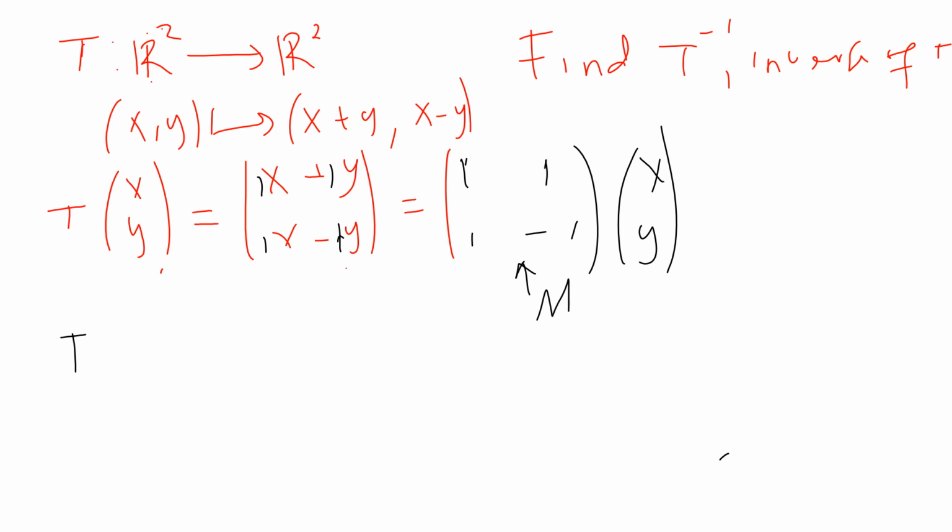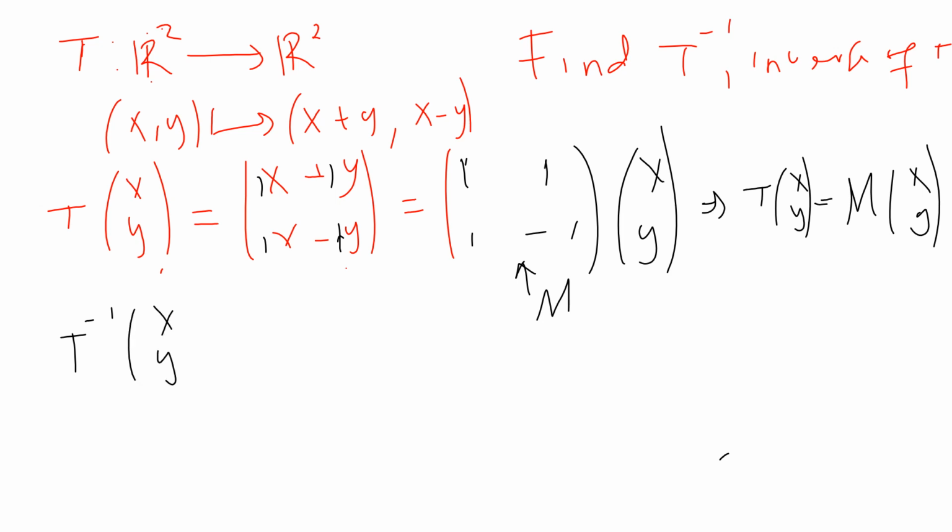So in fact this means that the transformation itself of any point (x, y) is just equal to the matrix of transformation times the point. So by definition, the inverse transformation of any point is equal to the inverse matrix times the point. Okay, so that gives us the inverse transformation. So in this case, I just need to find the inverse matrix.